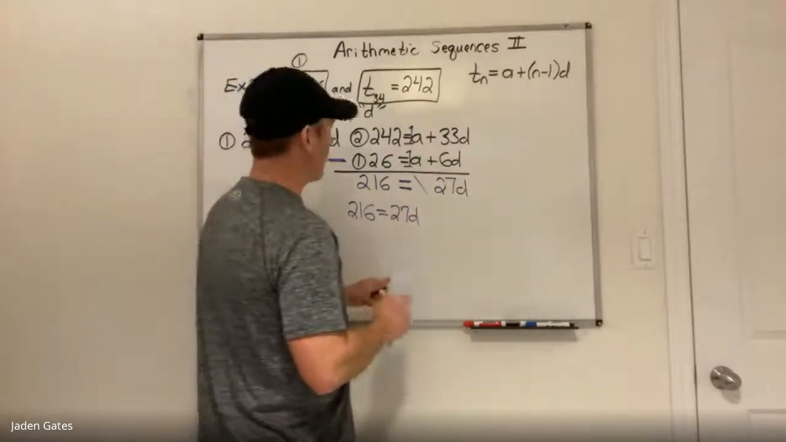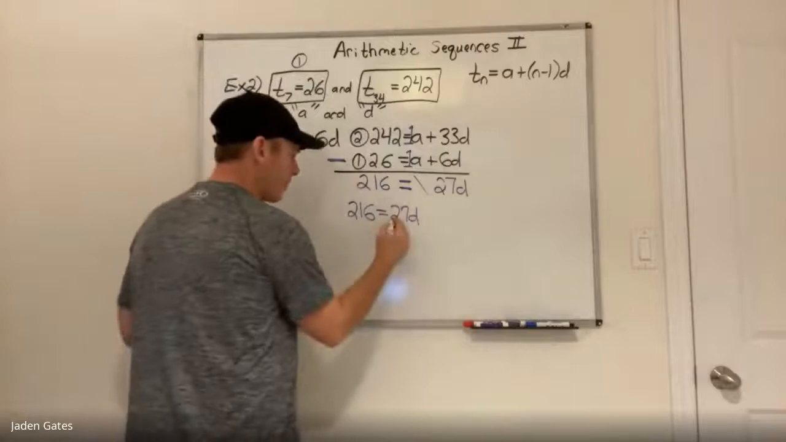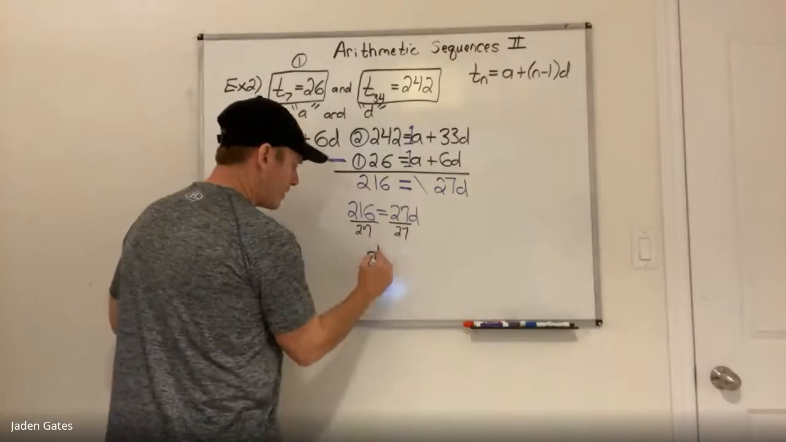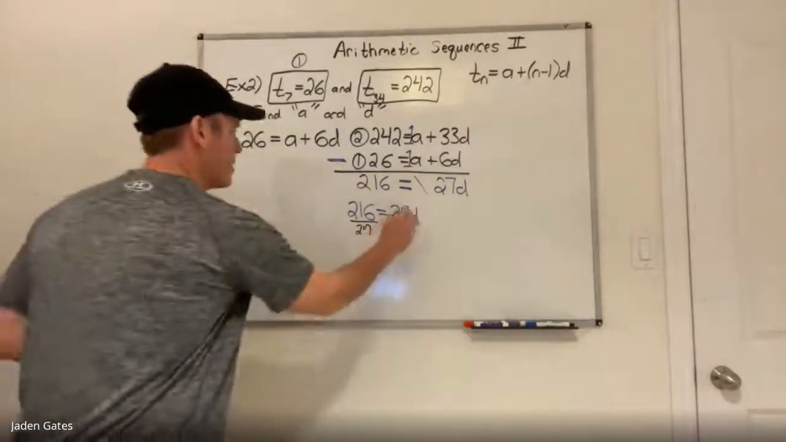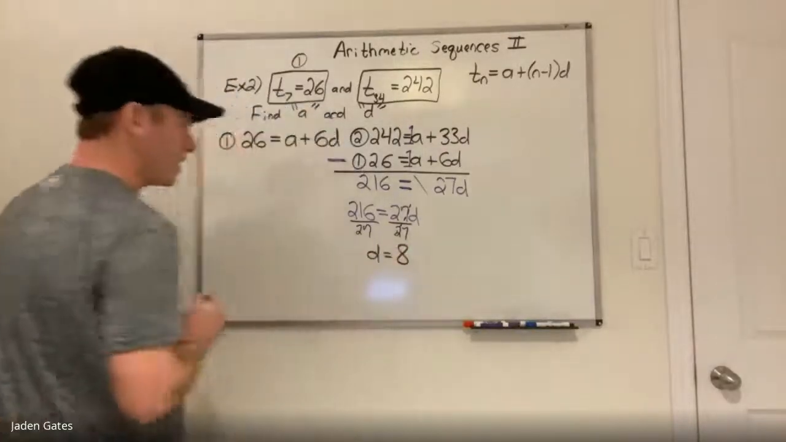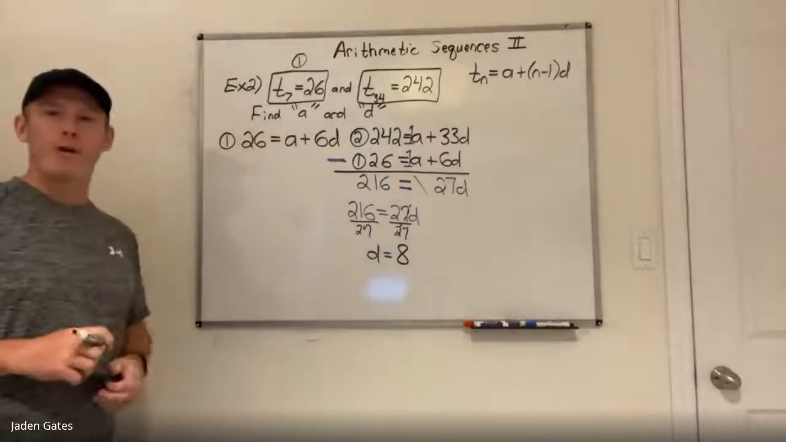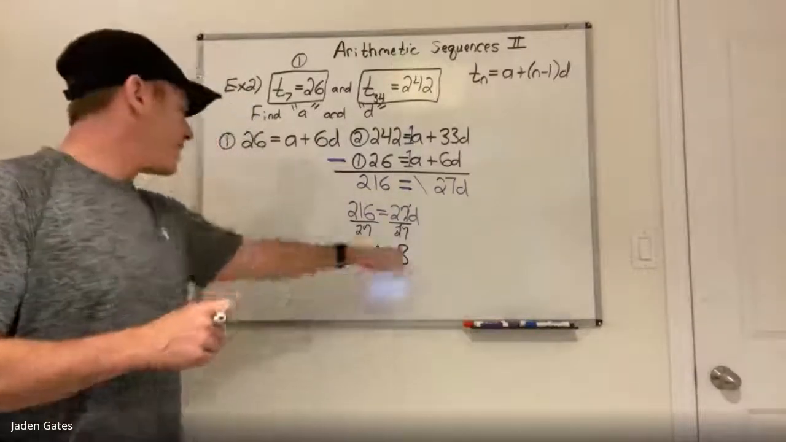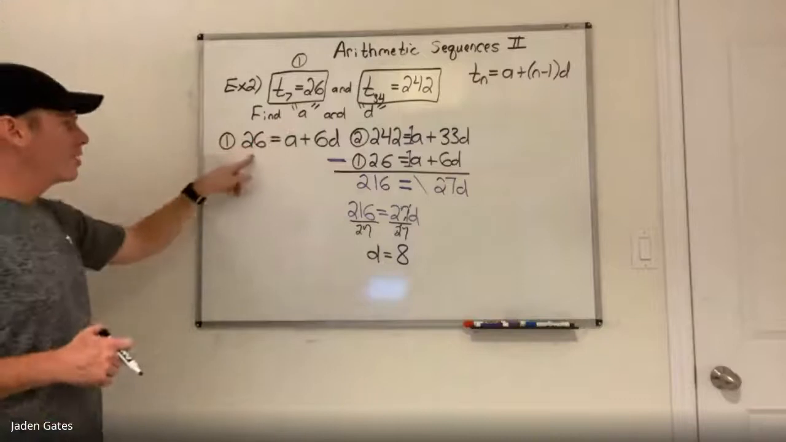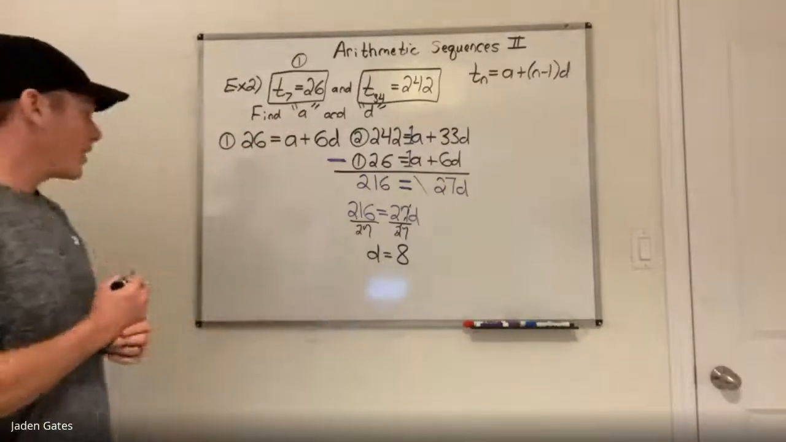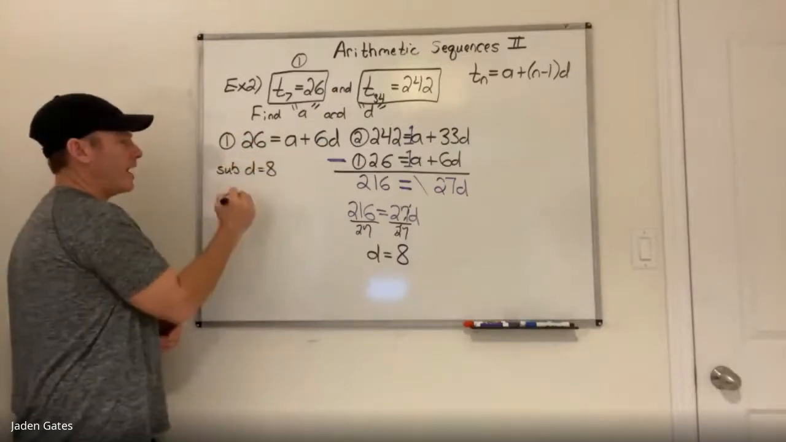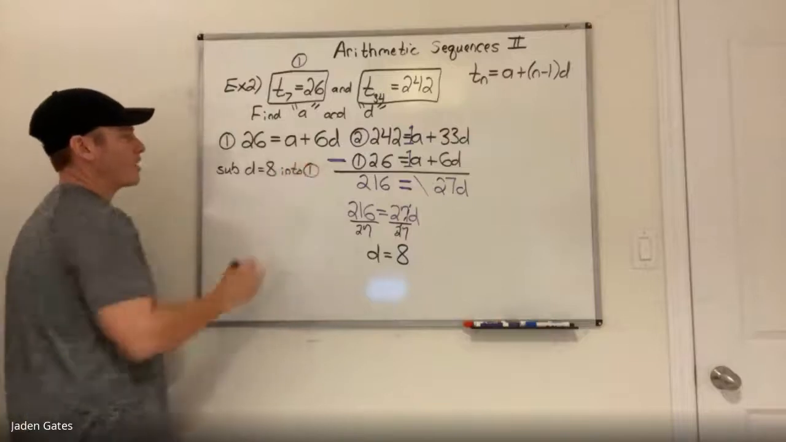If I want to find the difference, I'm going to divide each side by my numerical coefficient here of 27. And I get D is equal to 216 divided by 27. This time I'm getting 8. All right, so the final move, I can substitute that D value into one of these equations. It doesn't matter which one. I'm going to go number 1 here because it's smaller numbers. So I'm going to sub D, our difference of 8, into equation number 1, and that's how we're going to find our A value.